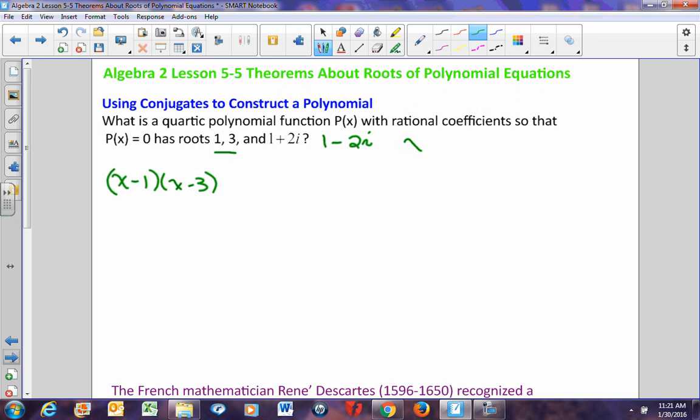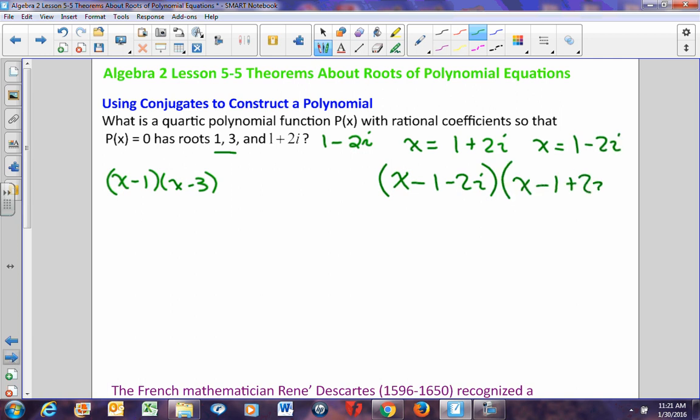Okay, we know that x equals 1 plus 2i. So x, if we move everything over, minus 1 minus 2i is one of our factors. And if x equals 1 minus 2i, if we're going to move everything to the left-hand side, we're going to get x minus 1 plus 2i as our other factor. So those are our 4 factors of this polynomial function. In order to find the polynomial function, we have to multiply all 4 of those factors together.